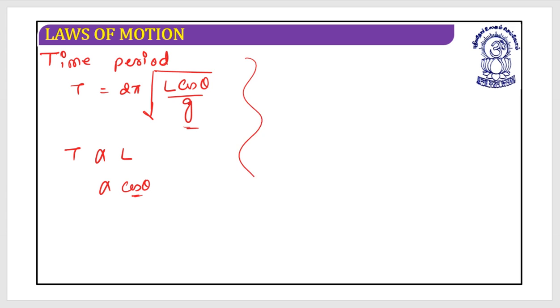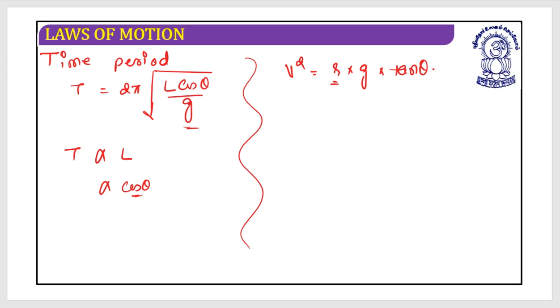And what about the velocity? The dependency of the velocity. Have you remembered the formula for the velocity? It's v square equals r g tan theta. This was v square equals r into g into tan theta. Again, this r is the radius of that circle, and this is the formula for the velocity.